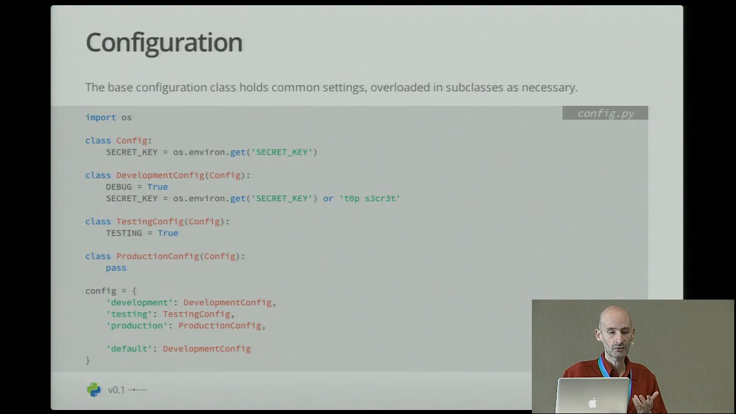For development, I don't want to have a secret key. You know, I don't want to have to go set the environment. I don't care. So if I don't have one in the environment, I just go with one hard-coded. I will never do that on a production version, but for development, it's okay.